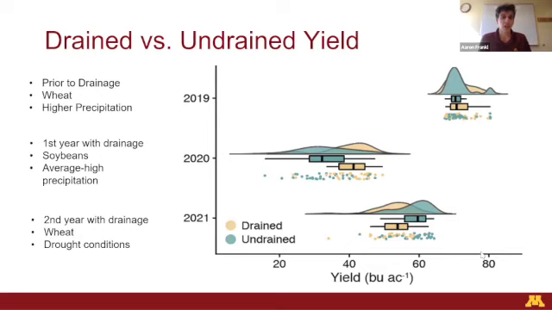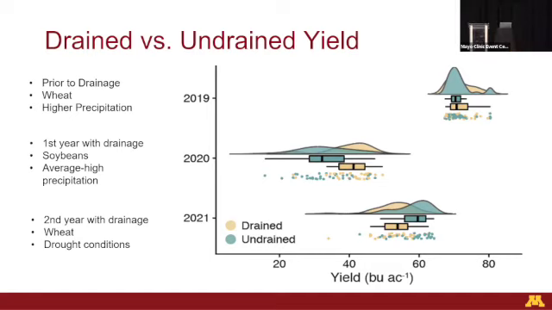But when we get to 2020, we start to see the impacts of the drainage system coming into our yield results. As you can see, the drained section has higher yield for our soybeans, because that tile drainage system is beginning to work and is removing excess water from the soil profile. And then in 2021, we see the opposite happening with our wheat yield. The drained section had lower yield than the undrained section. And as Lindsay talked about, that is due to our drought conditions.